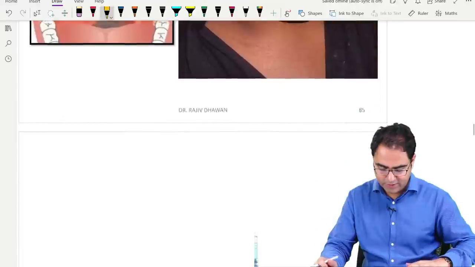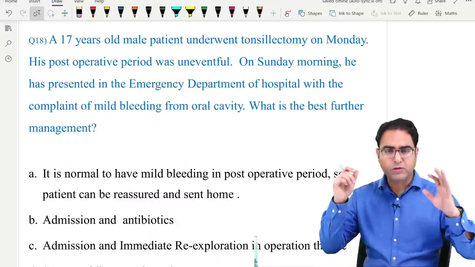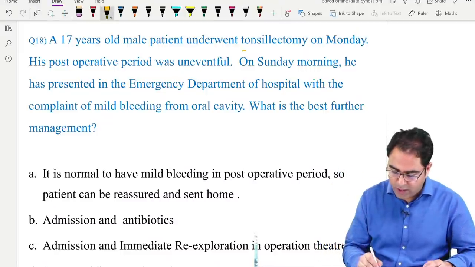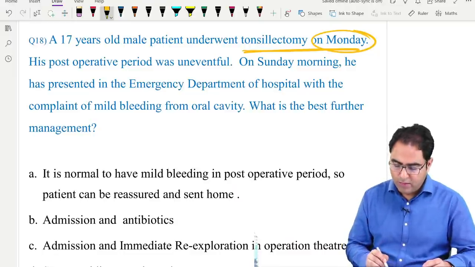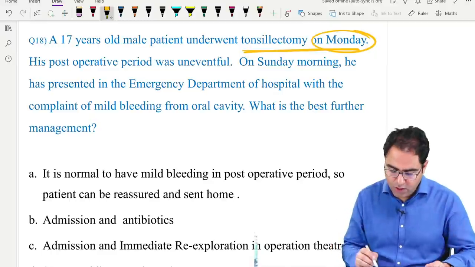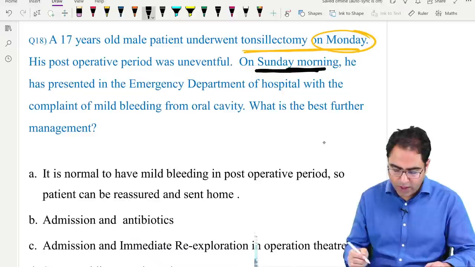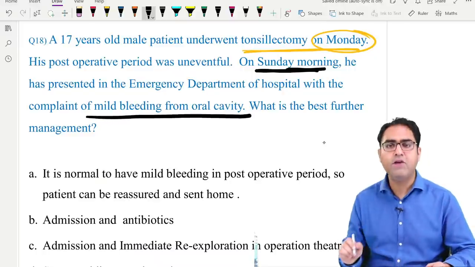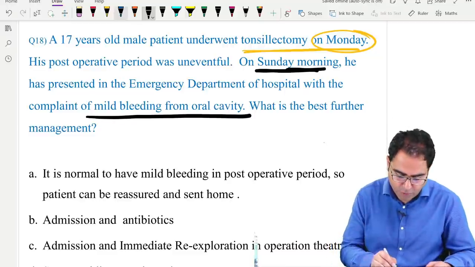Okay, fine. Very good. Now, clinical scenario quiz question, beta. A 17-year-old male patient underwent tonsillectomy on Monday. Monday, beta. Okay. Post-operative period was uneventful. On Sunday morning, Monday to Sunday, 6 days, he presented to the emergency department of the hospital with the complaint of mild bleeding from the oral cavity, my dear friends. Mild bleeding, beta.